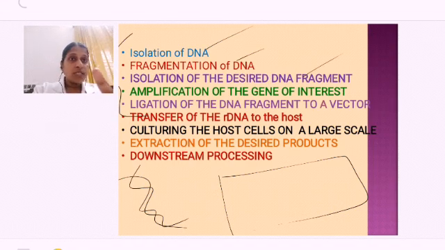For that, what is the thing which we need to do? Agarose gel electrophoresis. So after taking out that gene, that fragment which is coding for the gene, what factor am I going to use?